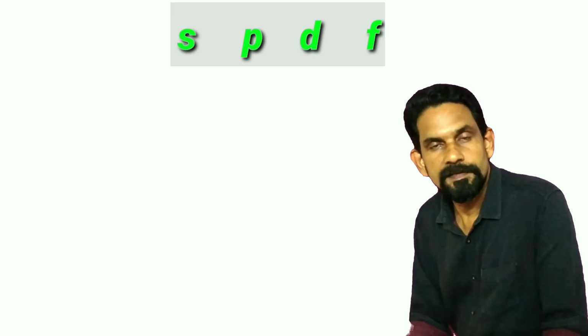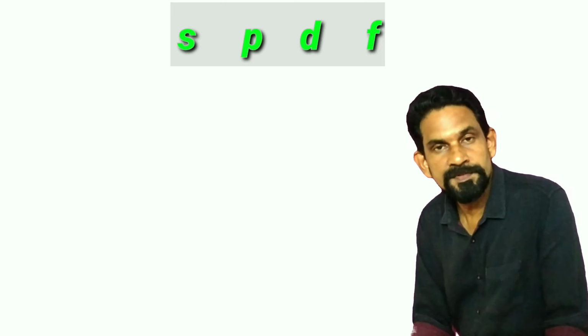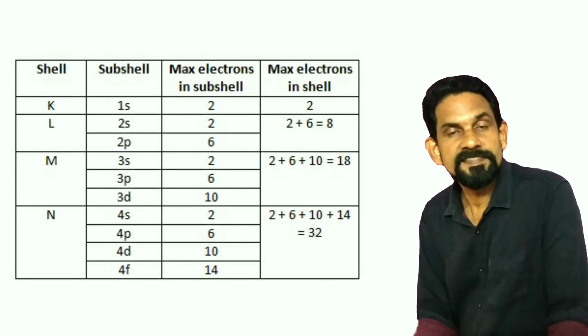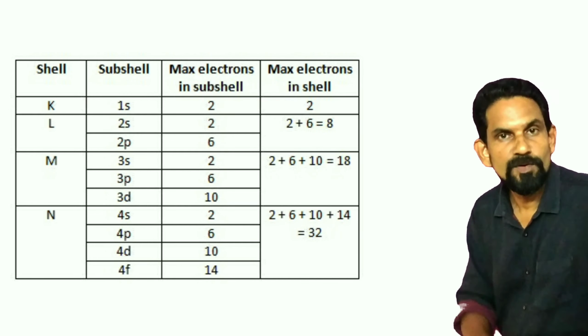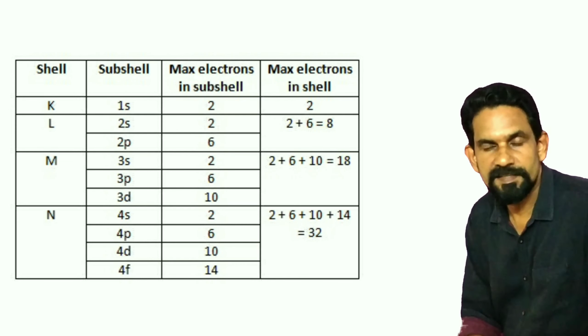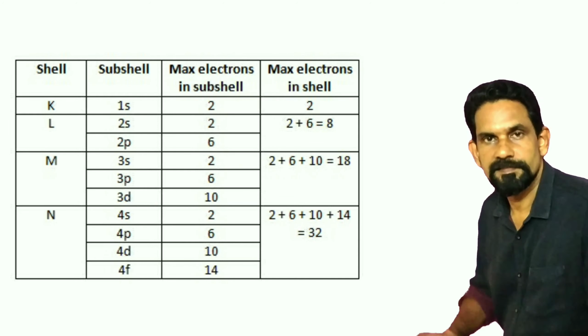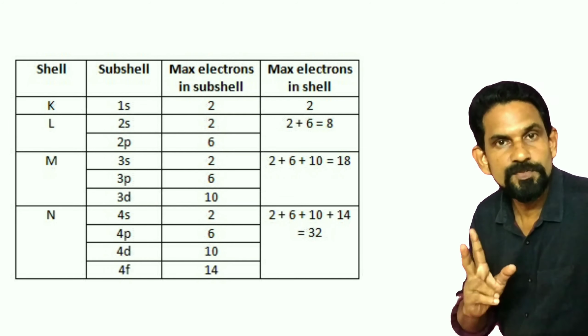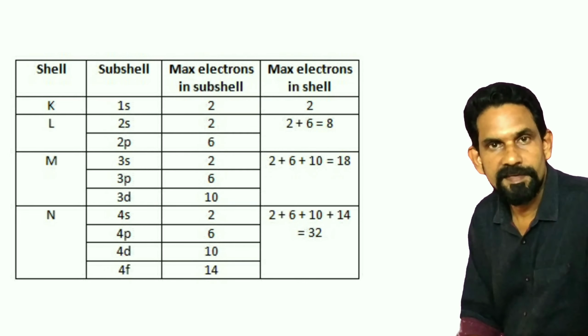S, P, D and F are the letters used to denote these subshells. Here small letters are used to denote the subshell. First shell is K shell. It has only one subshell, that is S subshell. The second shell is L shell. It has two subshells, that is S and P.